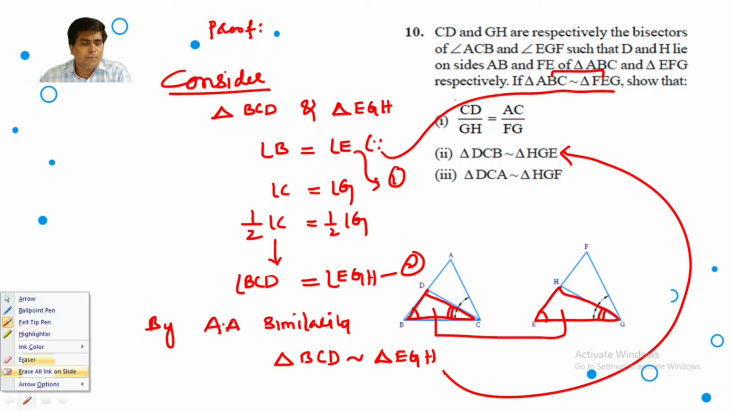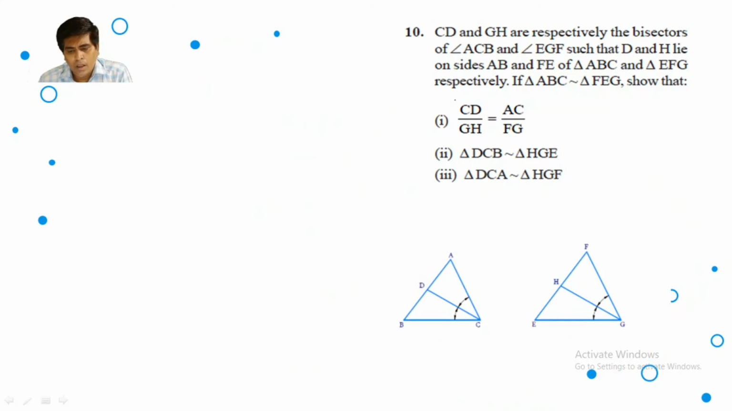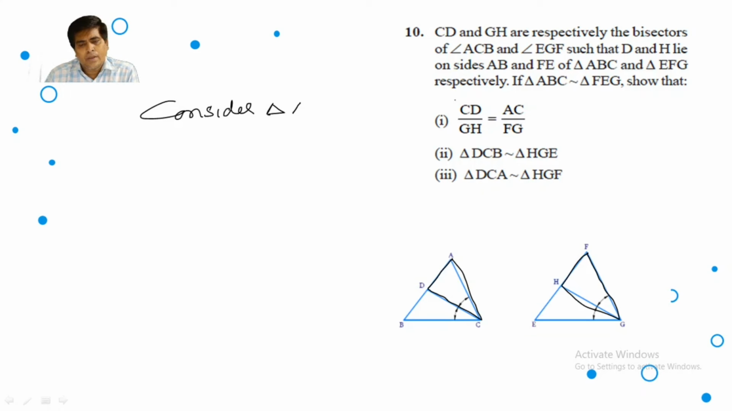Next, similarly we can prove the third one also. So let us see the third one now. Now I am taking the upper triangles, the ACD triangle as well as the FGH triangle. So these two triangles I am considering. Consider triangle ACD and triangle FGH.